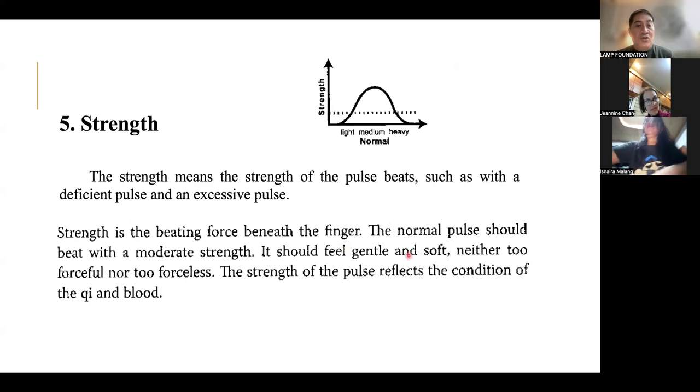The normal pulse should beat with a moderate strength. It should feel gentle and soft, neither too forceful nor too forceless. The strength of the pulse reflects the condition of the chi and blood. Sometimes we may have a difficulty ascertaining whether it is deficient or excess, but again, you need to make use of your tongue diagnosis. Diba?